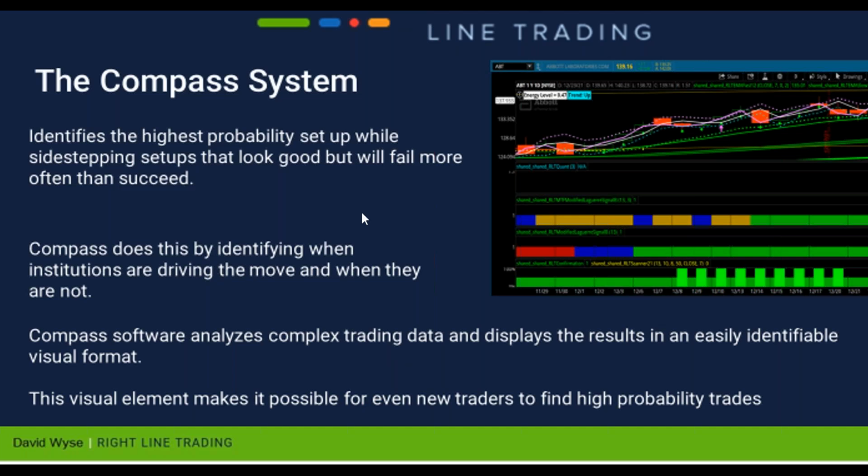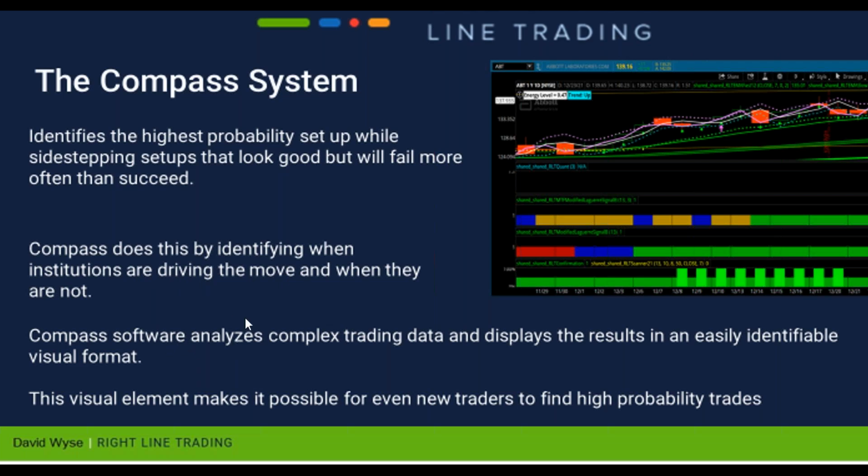Okay, now I'm going to talk about the compass system. This is the system I use that lets me know whether institutions are in the trade or not. And it identifies the highest probability trade setups and allows us to sidestep trades that might look good on paper, but don't have institutions in them. We don't want to be in those. And it does this again by identifying when institutions are driving and moving, and when they are not.